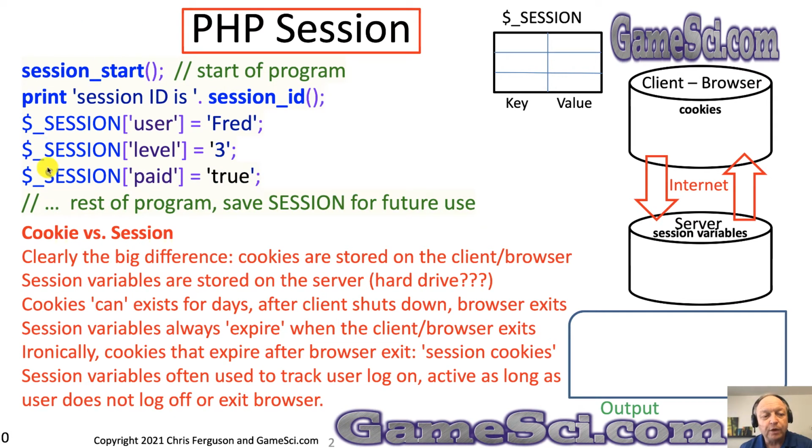PHP session. Cookie versus session. Clearly the big difference: cookies are stored on the client/browser. Session variables are stored on the server. Maybe the hard drive, maybe not. It depends on the server. Cookies can exist for days after the client shut down, after the browser exits. However, session variables always expire when the client/browser exits. Ironically, cookies that expire after the browser exits are called session cookies.